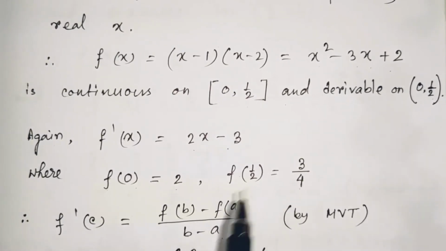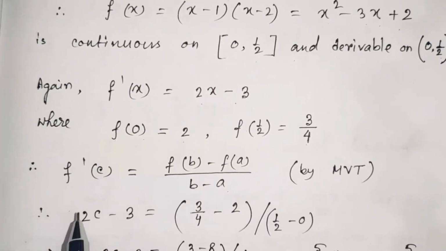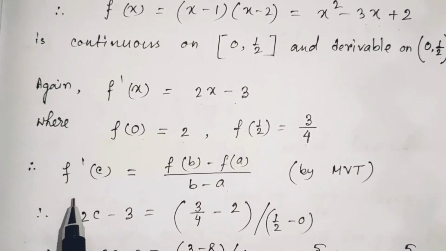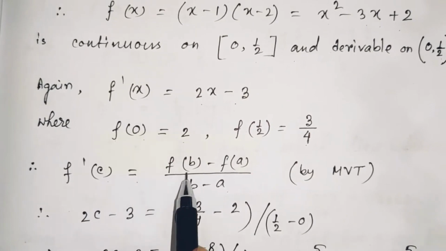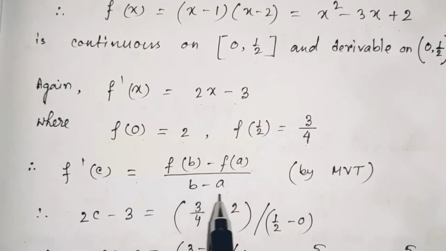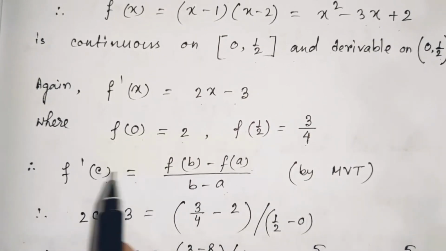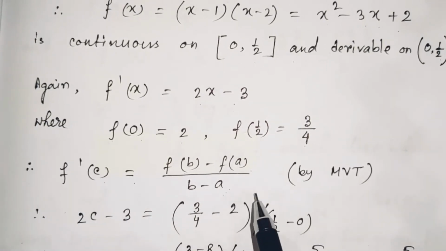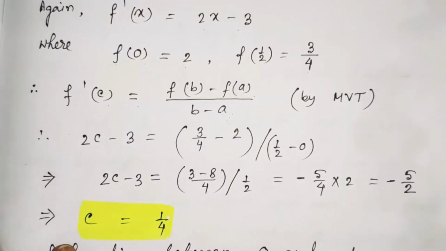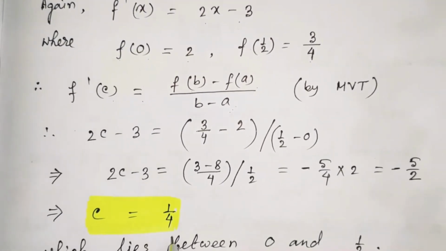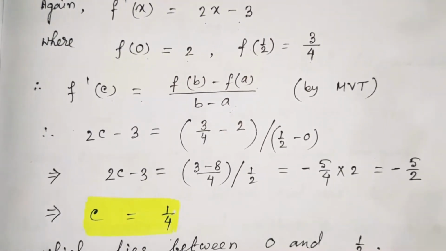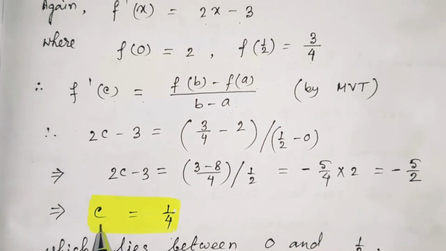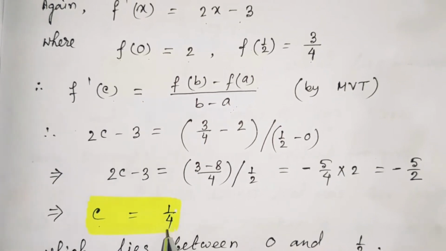And at the end points, f of 0 is 2 and f of half is 3 by 4. We require these values because our formula for the Lagrange mean value theorem is f dash C equals f of B minus f of A divided by B minus A. Now if we substitute all those values, then we find that the C value is 1/4. All the conditions of the mean value theorem are verified for this given function, and hence we conclude that definitely there exists a C, and this C value is 1/4.